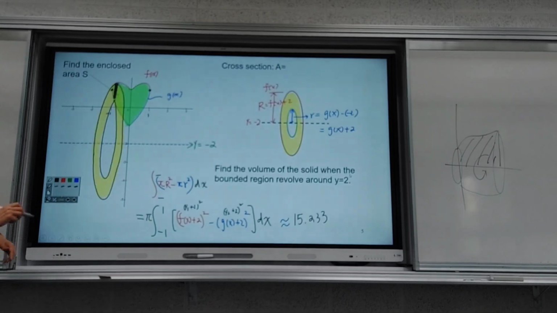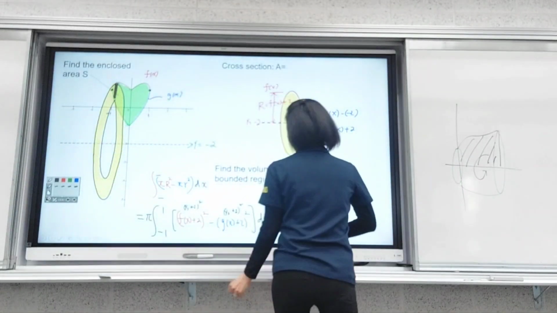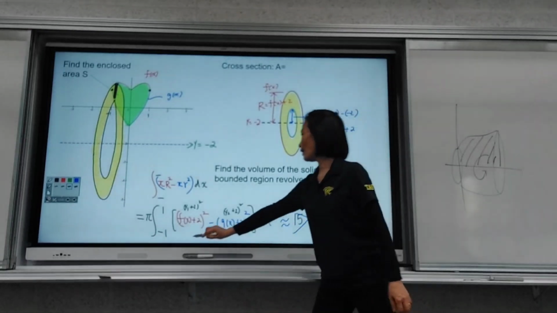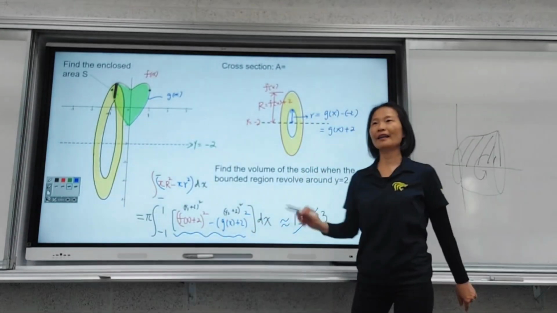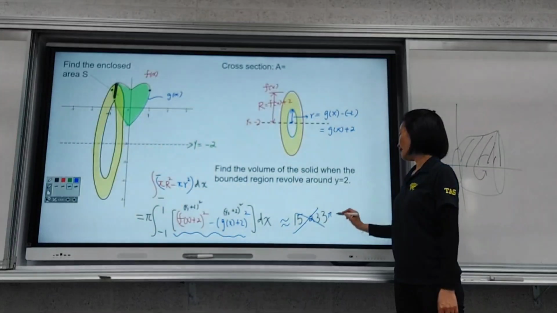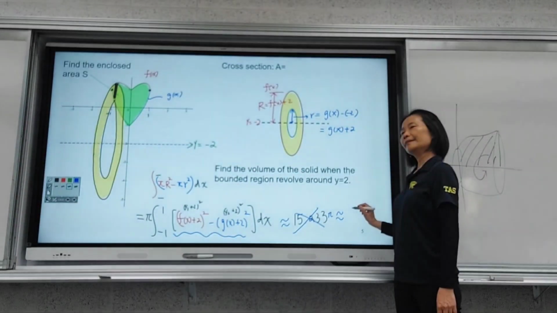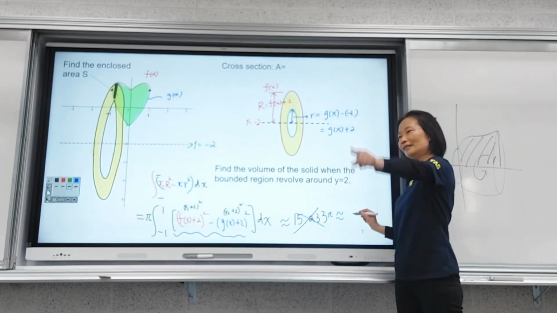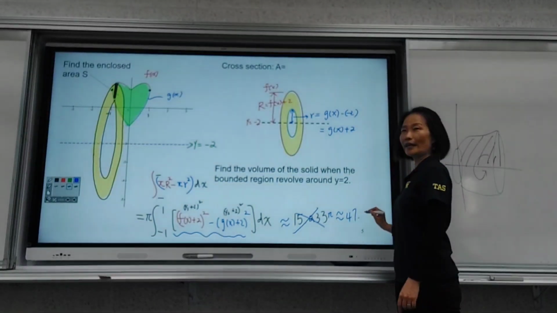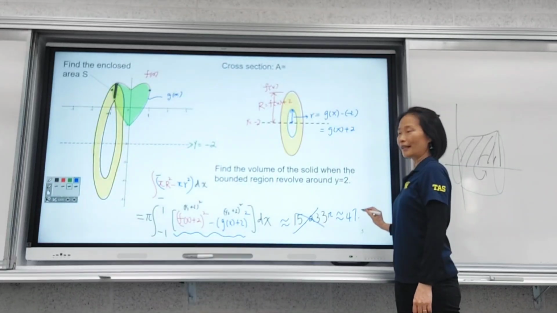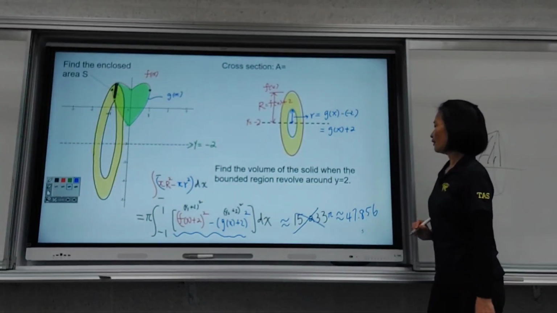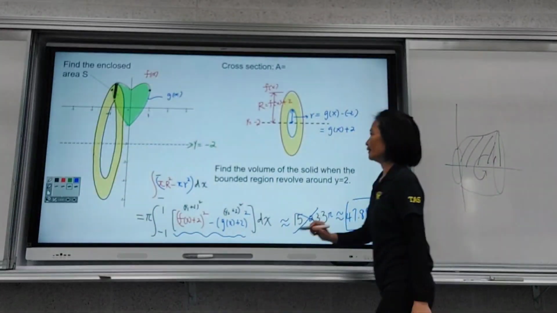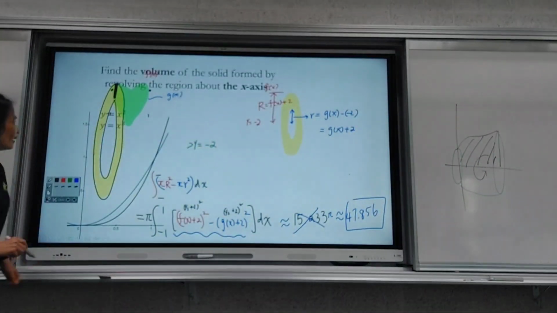Times pi. Yes. This is a common mistake actually. People are so excited to evaluate this part that they forget to times pi. What is it? 47.8. Is that what you get? 47.856. All right. Thank you. Very nice. Next.